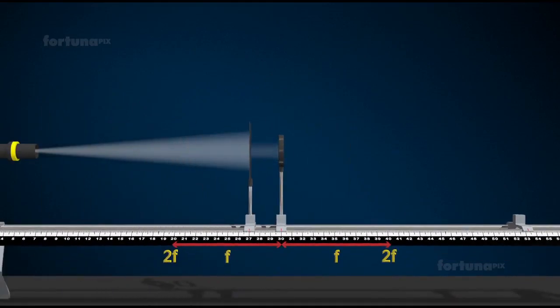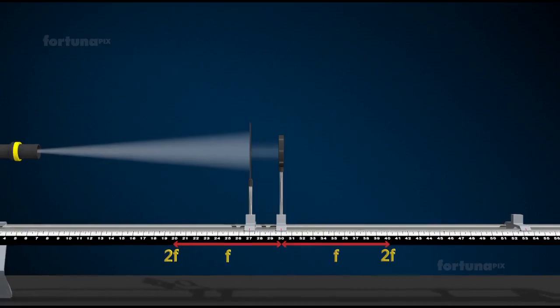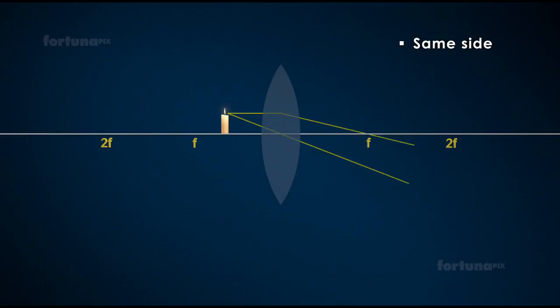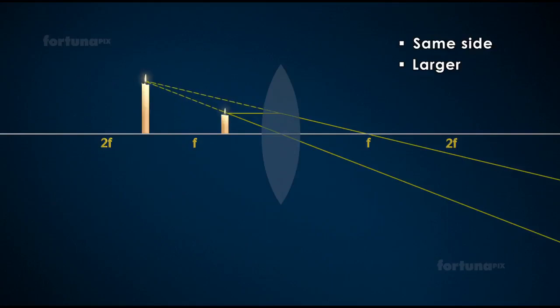If we bring the object significantly closer to the lens, placing it between the optic center O and the focal length f, we will notice significant changes. The image will now form on the same side as the object. In this case, the image will be larger than the object, and it will now be upright. However, the image cannot be captured on a screen, meaning it is a virtual image.